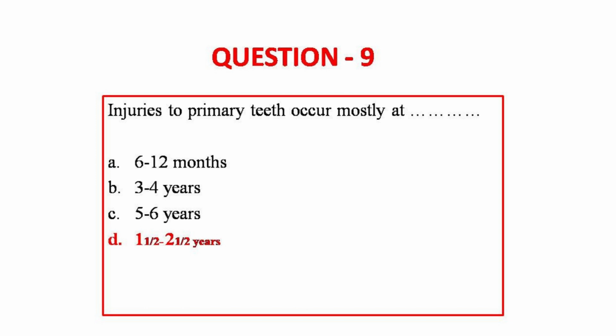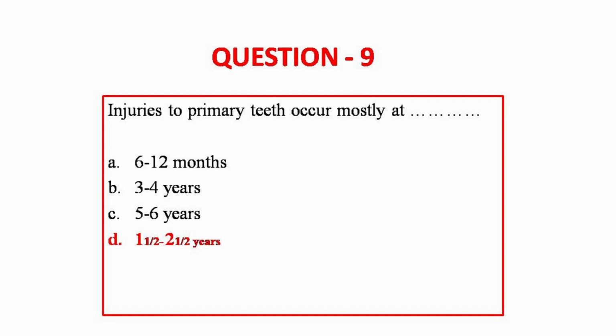See, children in the age group of 1 to 2.5 years sustain injuries to the primary dentition, and that is very frequent. This is the age when a child learns to toddle, and they start walking, which is almost uncoordinated. So that is the reason the child falls or tends to fall often. So the injuries to primary teeth occur mostly at 1.5 to 2.5 years.